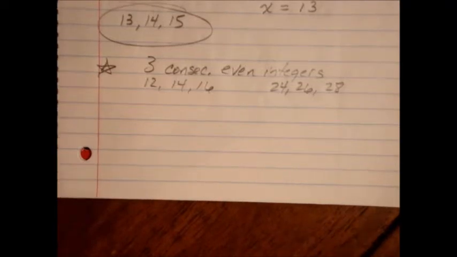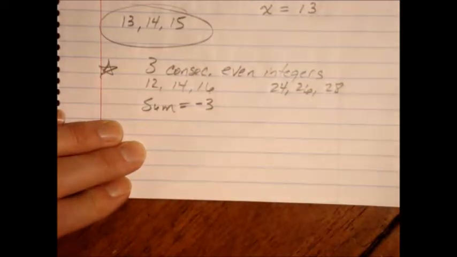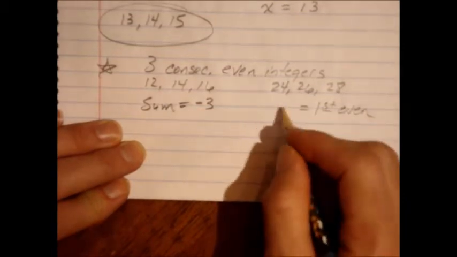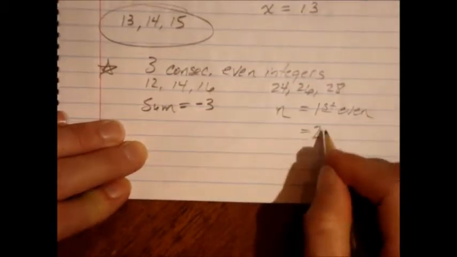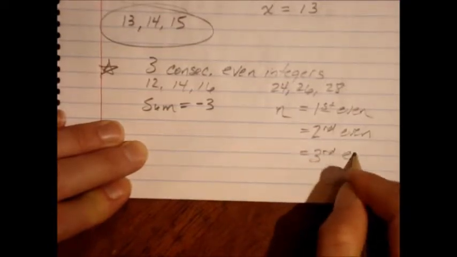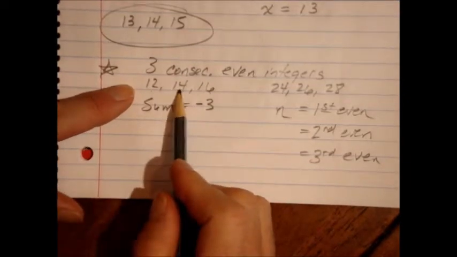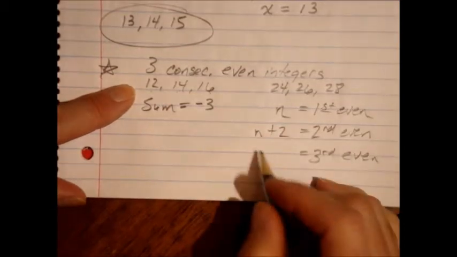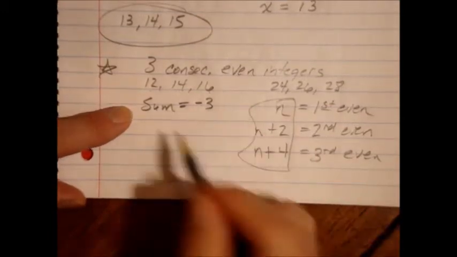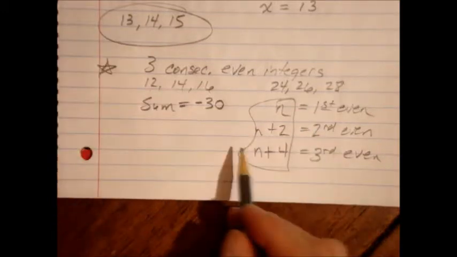So if we had a sum of negative 30, sum equals negative 30, how would that go? Well, the first even integer, we'll use n this time. If the first one's n, what would the second one be? N plus 2. There you go. Okay? And the third one would be n plus 4. So you just add all these up and set it equal to negative 30. Add them all up, set it equal to negative 30, and solve.